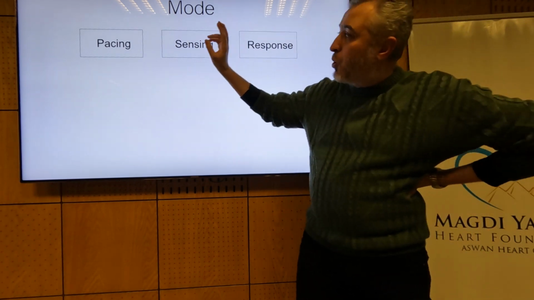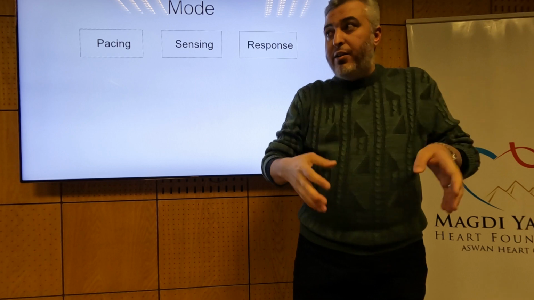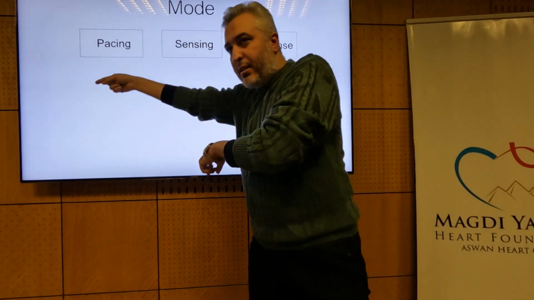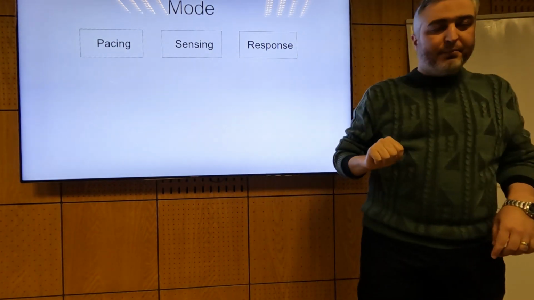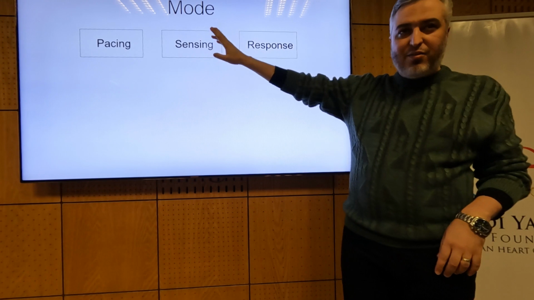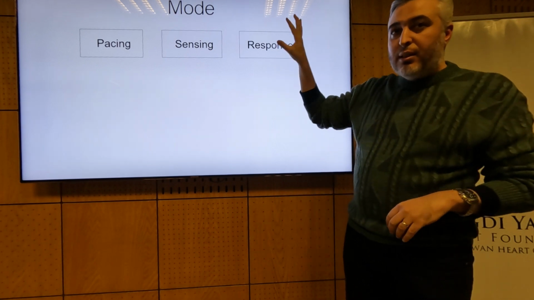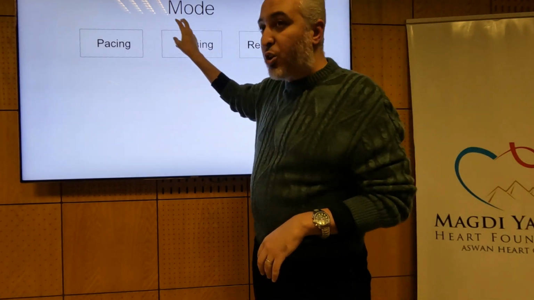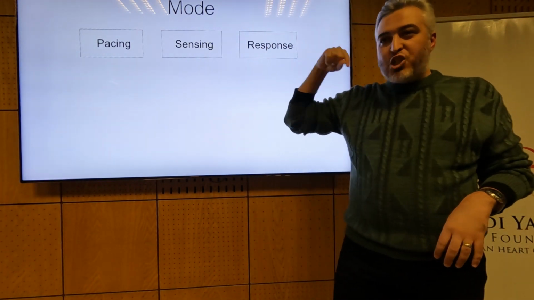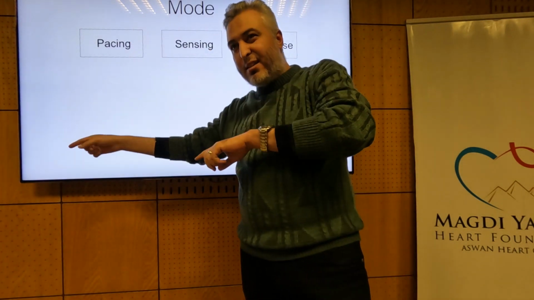Let's assume that we want to pace the ventricle. Then we sense the ventricle first for any QRS. If there is a QRS, the pacemaker will inhibit the ventricular pacing that was supposed to be delivered. So pacing is V, ventricle, sensing is V, response is I, inhibitory. Again, response is the effect of sensing on pacing, not the effect of sensing on the heart. So inhibitory does not mean that we inhibit the heart. We inhibit the pacing.